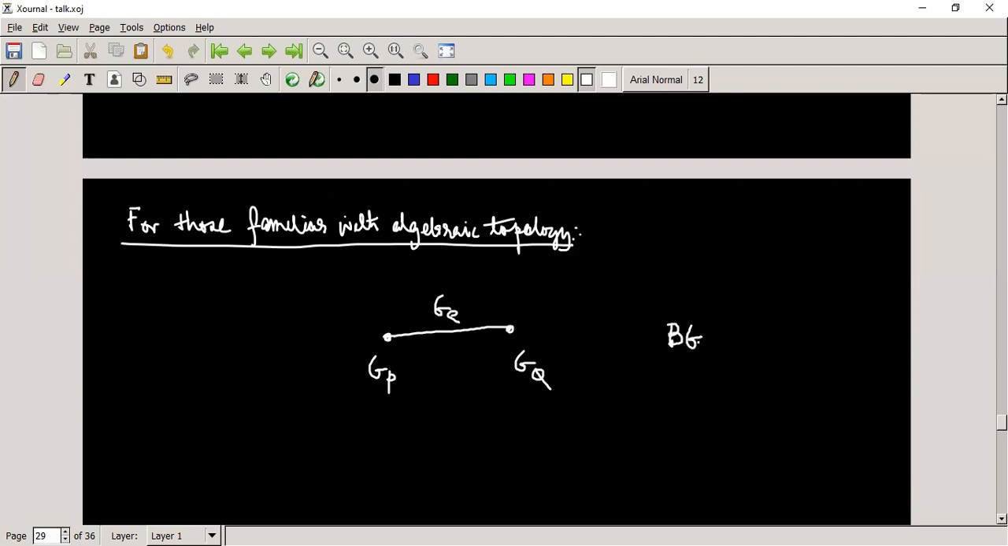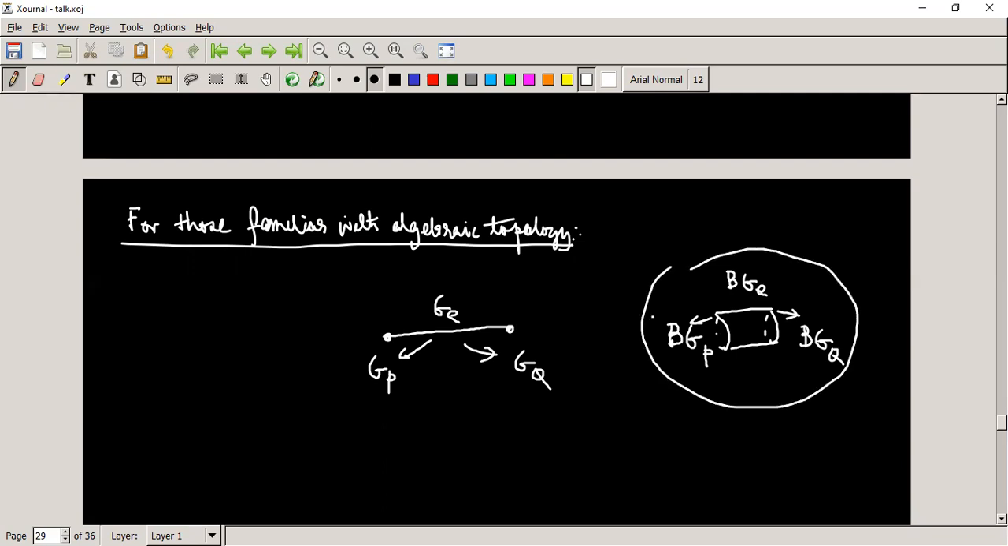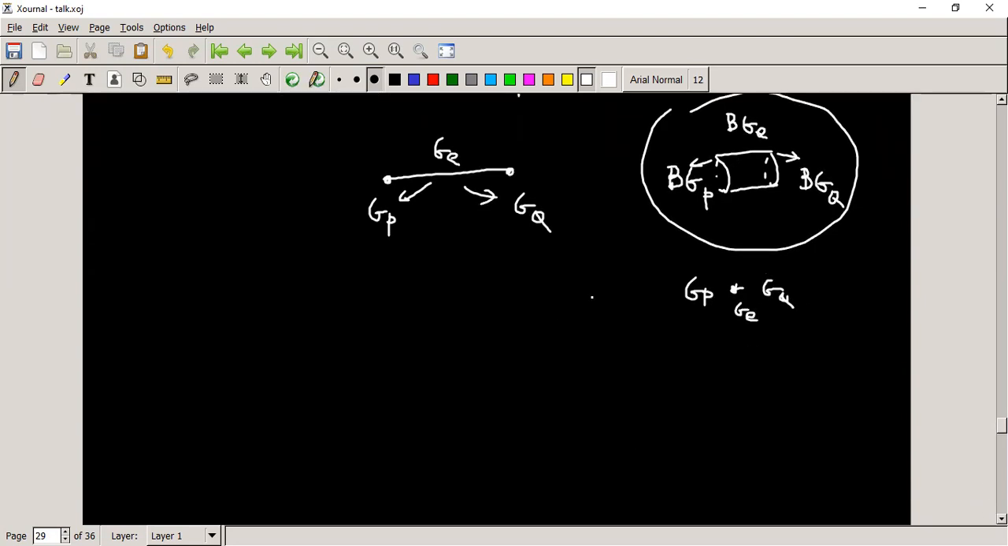You take the classifying space BGP, classifying space BGQ here, and you take the classifying space BGE. Now you take the cylinder on BGE and glue BGE cross 0 to BGP, using the canonical map GE to GP. There's an inclusion map from GE to GP, and an inclusion map from GE to GQ. So you glue this side to this side and this side to this side. You get a mapping cylinder basically. Then this complex has fundamental group exactly GP star GQ along GE by the Van Kampen theorem. And the universal cover is exactly the tree.